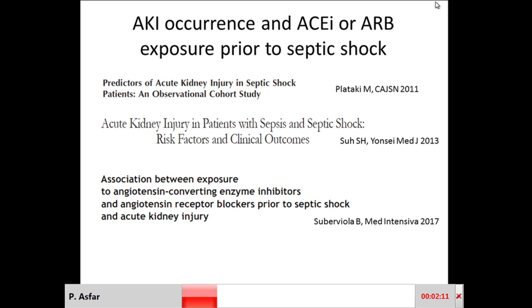When we look at the data regarding acute kidney injury occurrence in patients already treated with ACE inhibitors or angiotensin receptor blockers prior to septic shock, there is a consensus, and all these studies report a detrimental effect when patients are treated with ACE inhibitors or ARB. This means that when patients receive this kind of drug, they are at higher risk to develop renal failure during the septic shock phase.